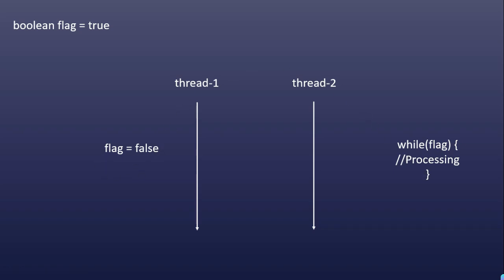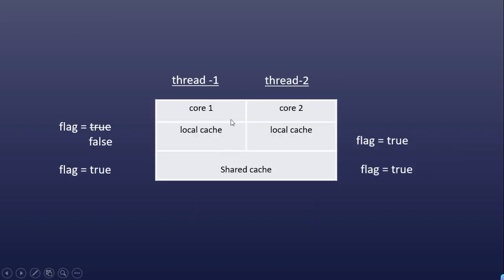To understand this more, let's look at the following. There are two cores in our machine, core 1 and core 2. In core 1 thread 1 is running, and in core 2 thread 2 is running. Each thread has its own local cache: local cache of thread 1, local cache of thread 2, and they have one shared cache. Now after some time, as we have seen, the value of flag will get changed from true to false in thread 1.